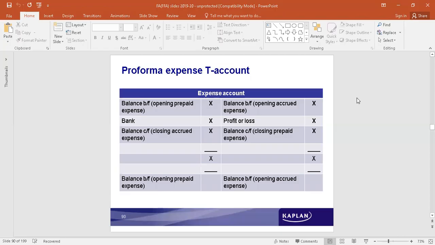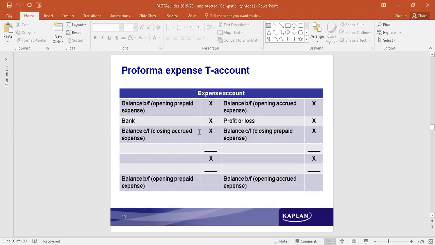Pro forma of expenses account. This is basic. The expenses is a debit item, debit all expenses and losses. So it will have an opening balance on the debit side. So the beginning balance brought down is on the debit side. Any additional expenses that were paid is accounted for. Then we see that anything that is accrued, opening balance of anything that is accrued is credited. Outstanding expenses, the liability which has to be settled.